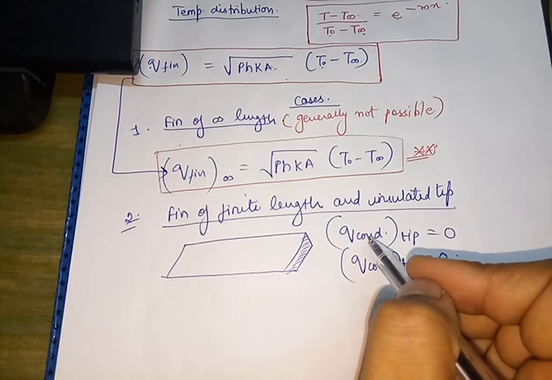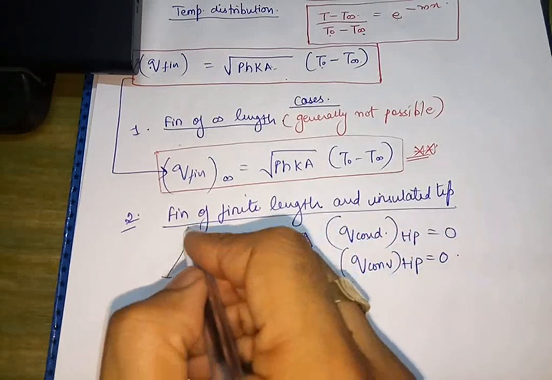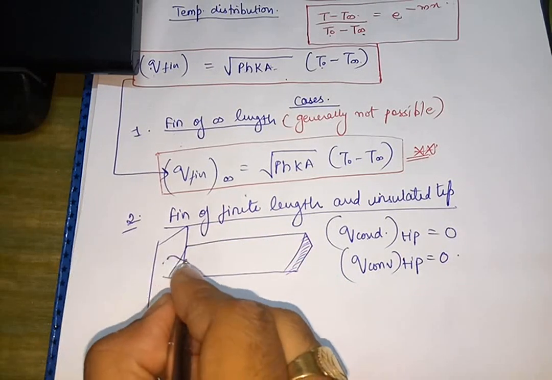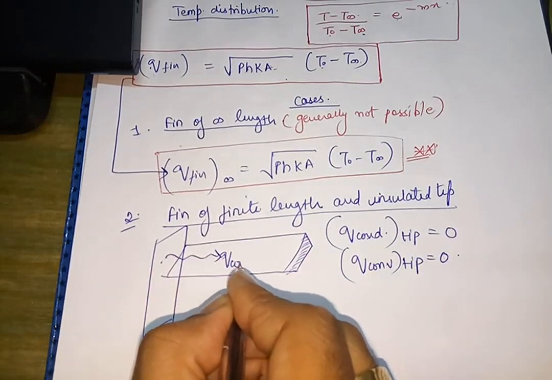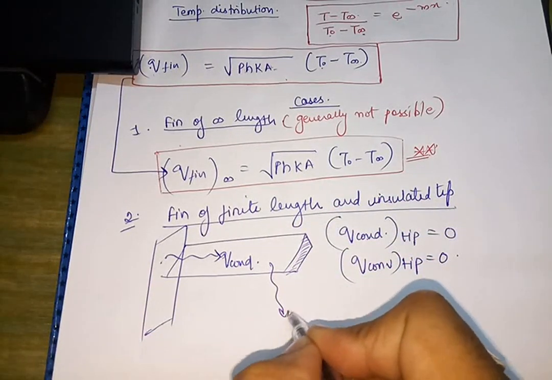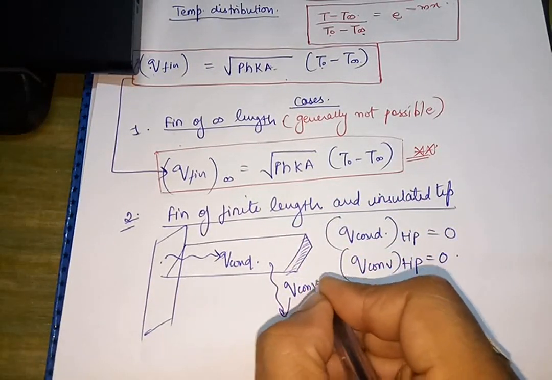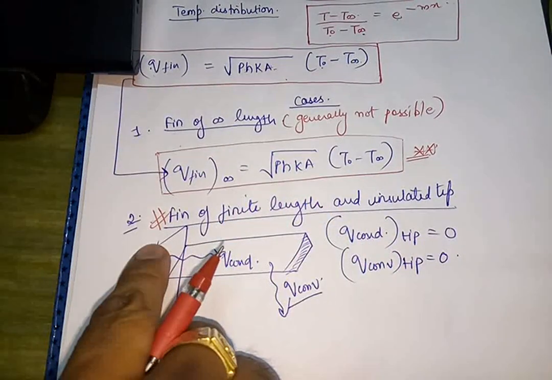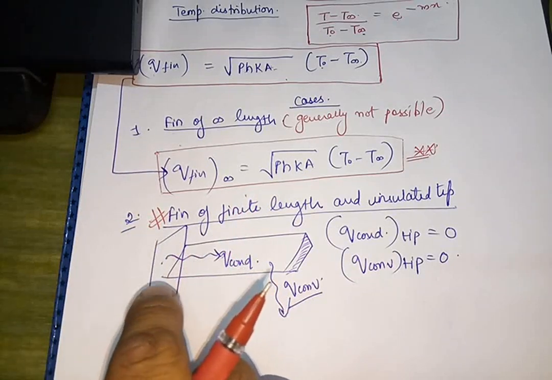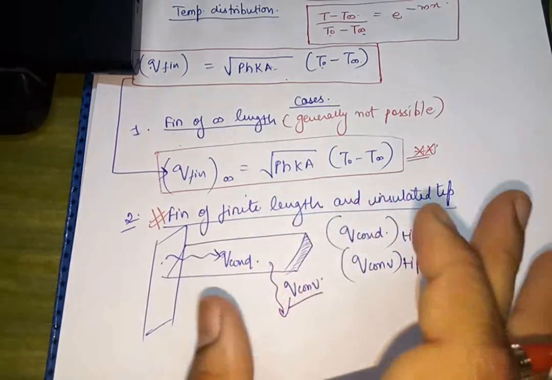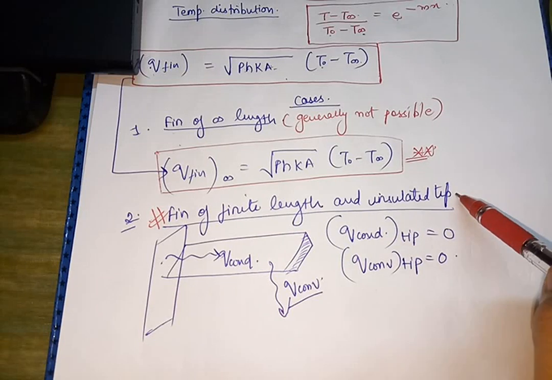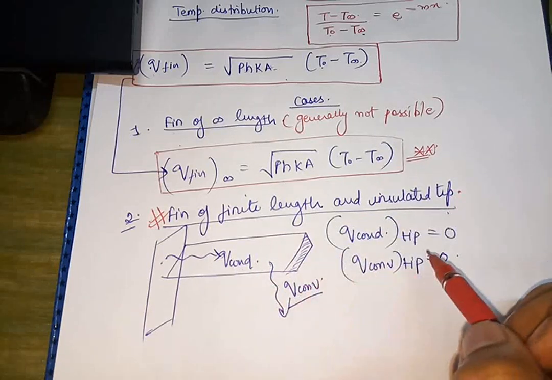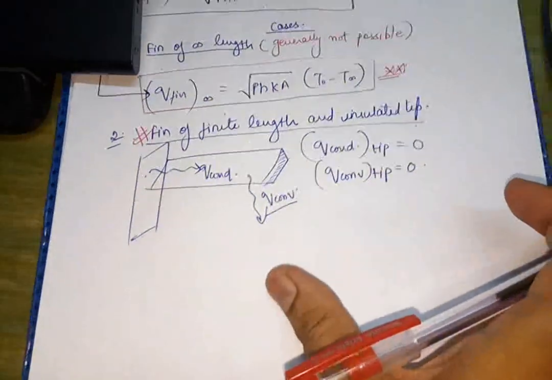Now you must be thinking from where we are getting this Q conduction and Q convection. Then let me tell you. If this is the wall, then from the wall to the fin we will have Q conduction, and from the fin to the ambient we will have Q convection. Please note that this is the most important case, and if none of the assumptions or any data has been given, then we will assume that the fin is of finite length and it is insulated at the tip, and we will apply the formulas regarding this case.